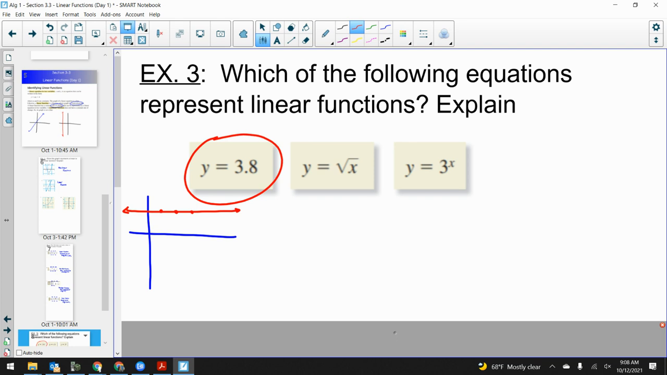Okay. What about my middle one here? Is that linear? No. Why not? Because of the square root on the x. So if I were to explain this, I would say no, not linear, square root. What about my last one for that set? 3 to the x power. Why not? Because the x is an exponent, right? We will eventually call that an exponential equation. We study that in like March.